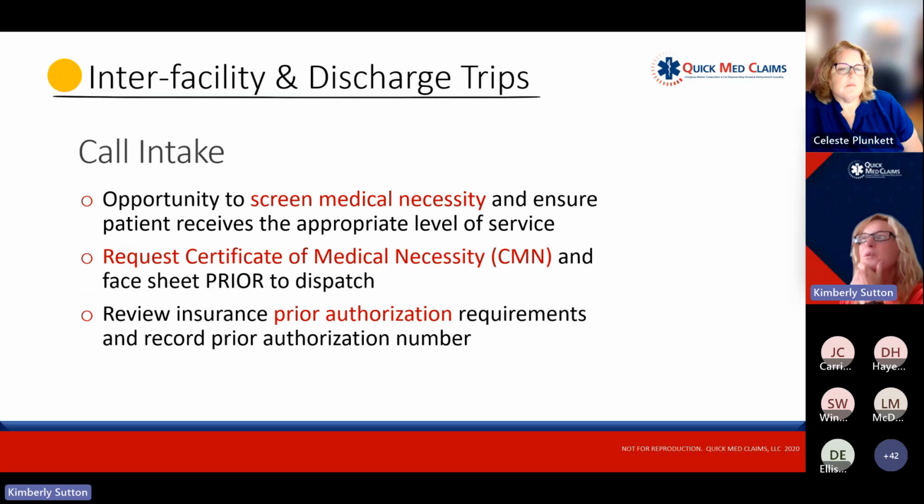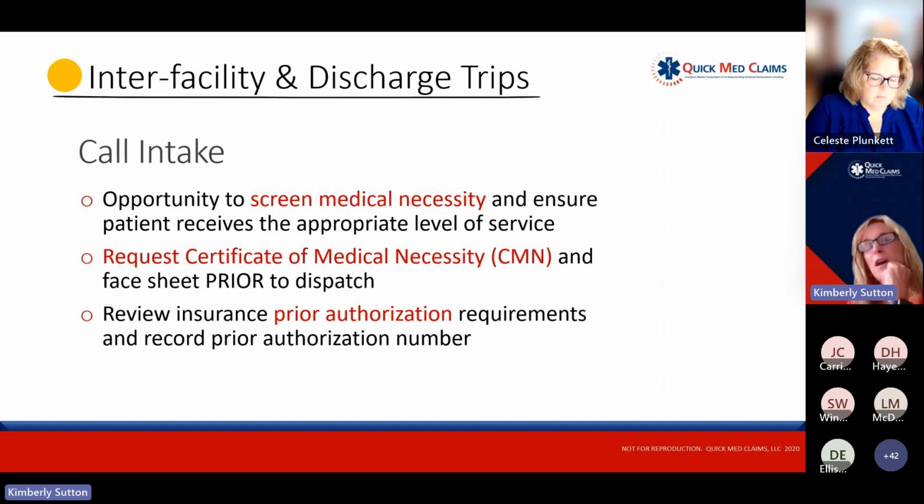When we review interfacility and discharge trips coming from the comm center, we have the opportunity to initially screen for medical necessity. And we want to ensure that the patient receives the most appropriate level of service. It requires a CMN. This is our best practice. We request that all of these are requested on each transport, and prior to dispatch is when we would request those. We can also at this time, if you have the opportunity, review insurance information on prior authorization in the dispatch center.